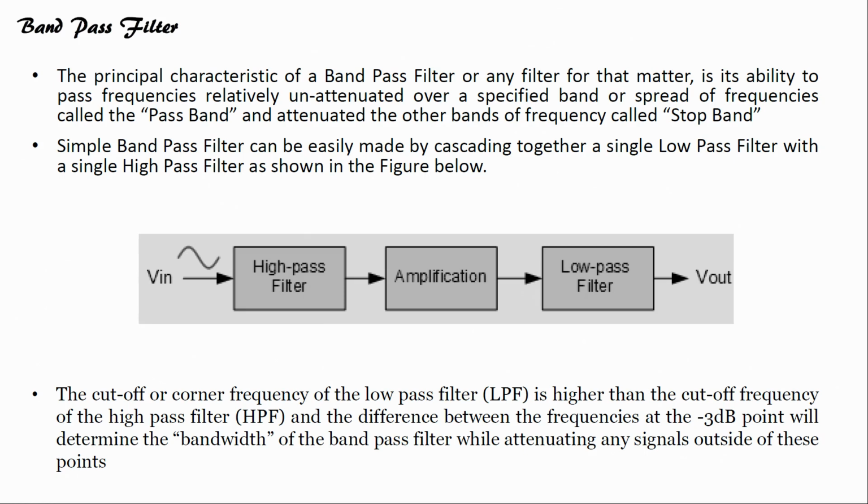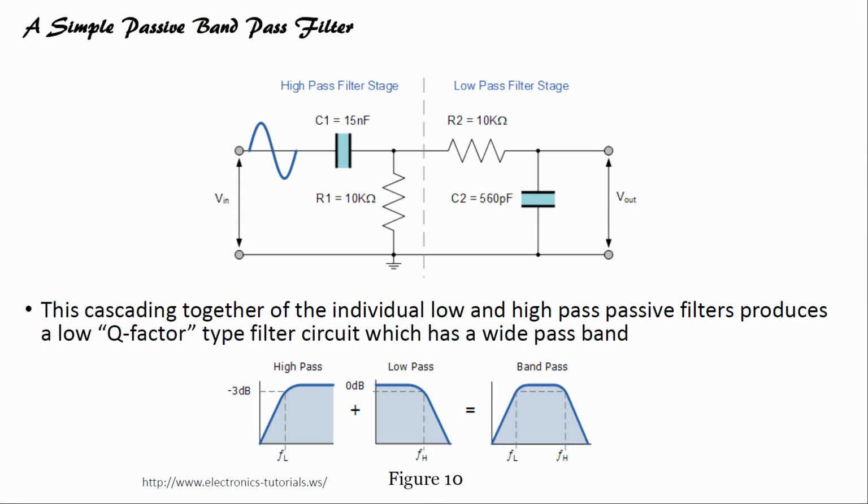The principal characteristic of a band pass filter, or any filter for that matter, is its ability to pass frequencies relatively unattenuated over a specified band or spread of frequencies called the pass band, right. The cutoff frequency of the low pass filter is higher than the cutoff frequency of the high pass filter, and the difference between the frequencies at the minus 3 dB points will determine the bandwidth of the band pass filter. So, it is very easy to understand the low pass filter and high pass filter.